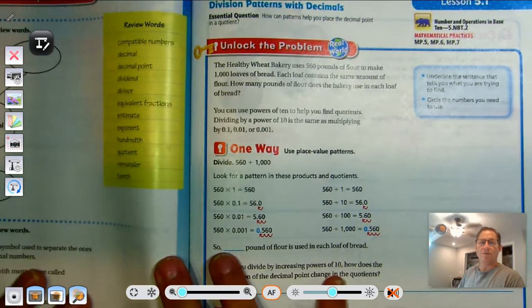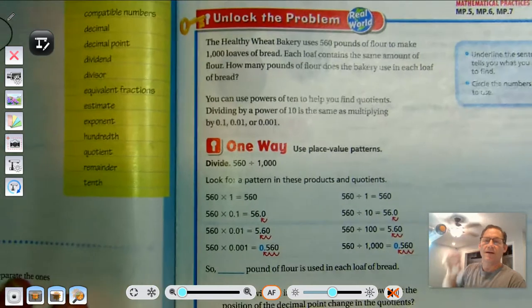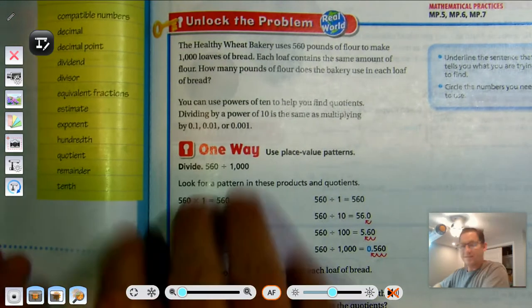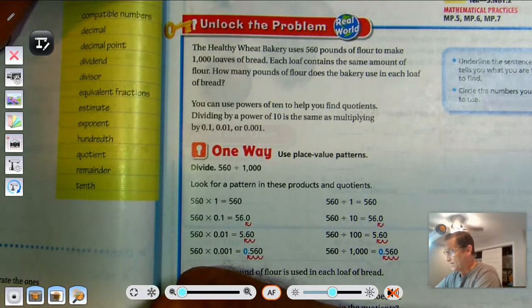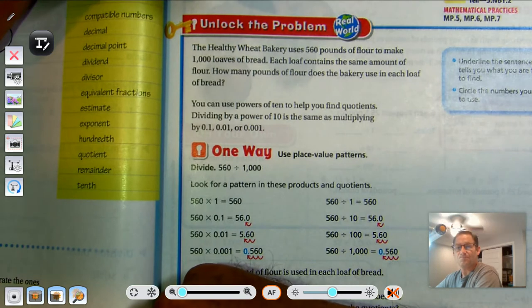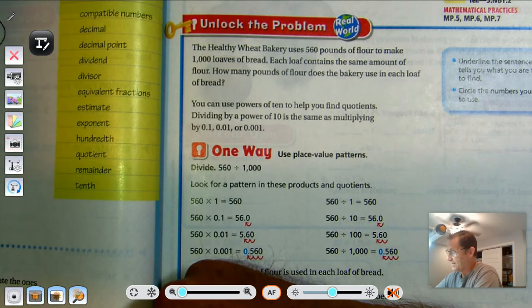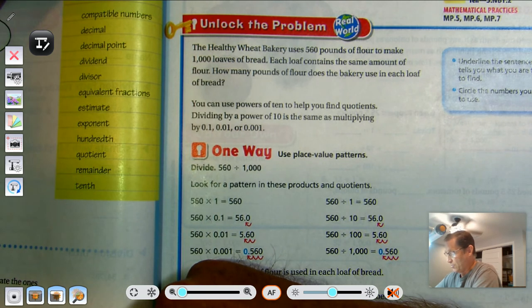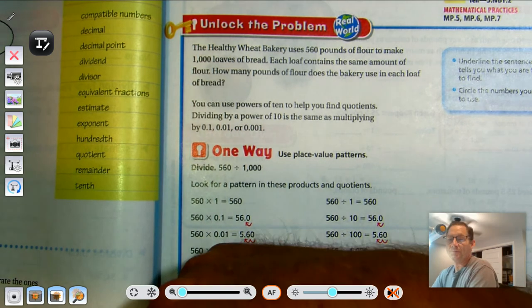So let's look at the unlock the problem. Healthy Wheat Bakery uses 560 pounds of flour to make 1,000 loaves of bread. Each loaf contains the same amount of flour. How many pounds of flour does the bakery use in each loaf of bread?